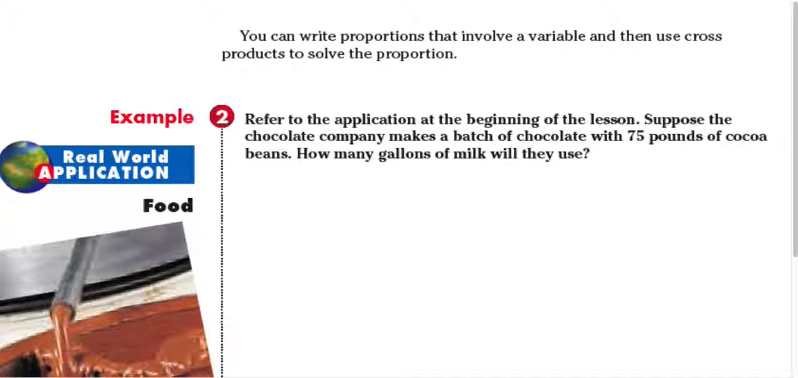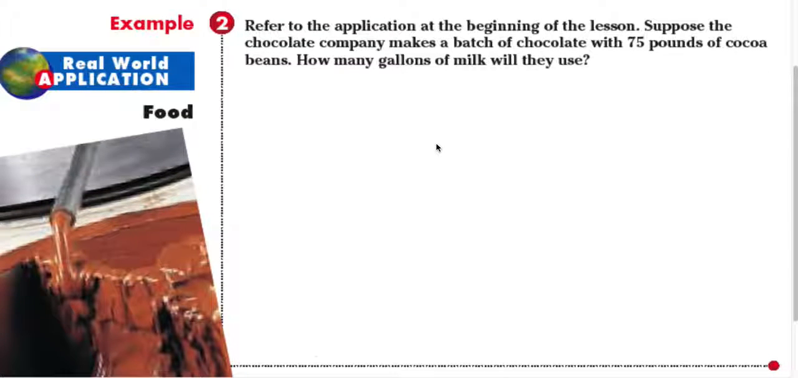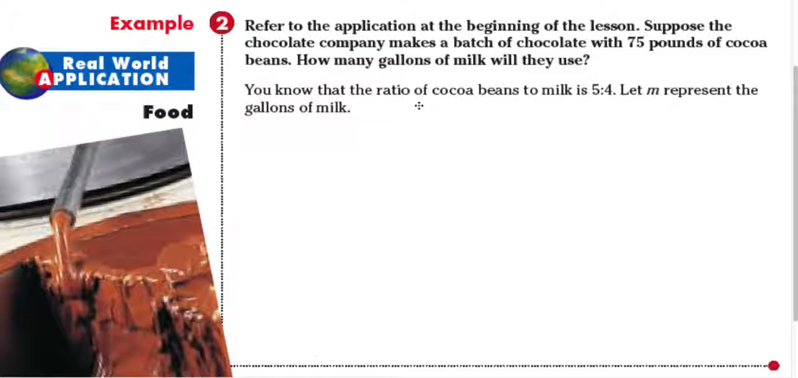In the next example, okay, you can write proportions that involve a variable and then use cross products to solve the proportion. Okay, let's refer to the application at the beginning of the lesson. Suppose a chocolate company makes a batch of chocolate with 75 pounds of cocoa beans. How many gallons of milk will they use? Okay, so what do we know? We know that the ratio of cocoa beans to milk is 5 to 4.